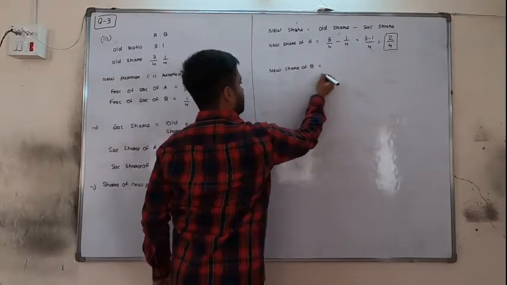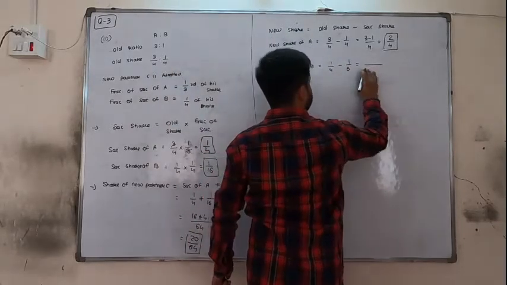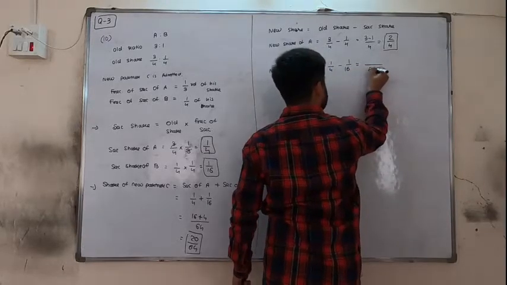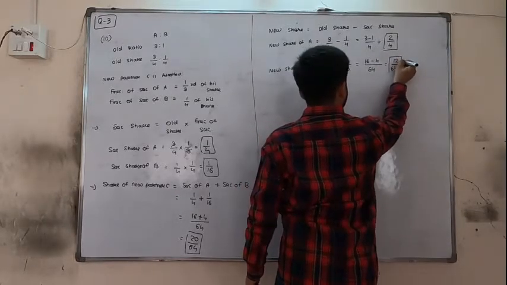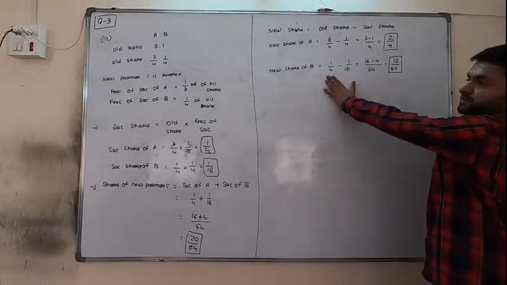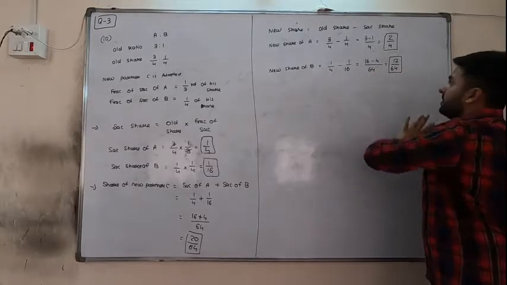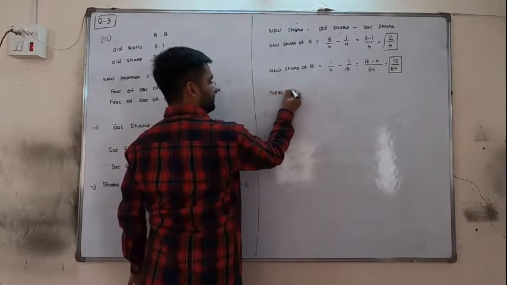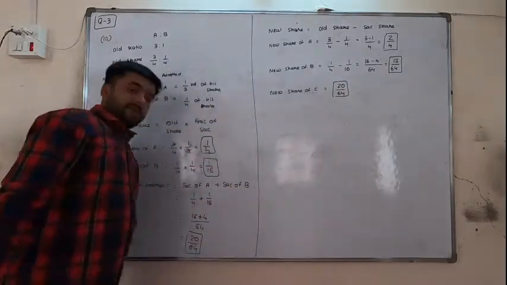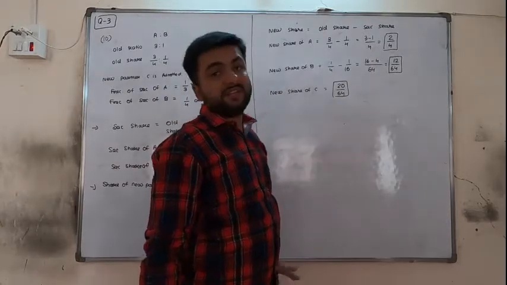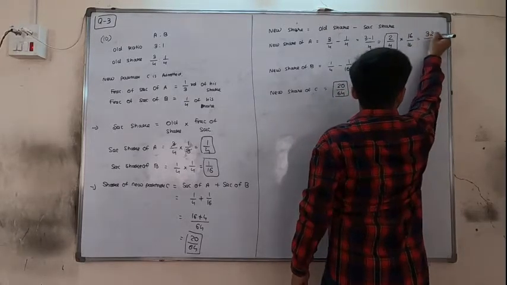New share of B. Old share of B is 1/4, sacrifice of B is 1/16. 16 4s are 64, 16 1s are 16, 4 1s are 4. 12/64. New share of C is 20/64. Now see, here no changes are to be made, instead the change is made there. To make 64, we have to multiply it by 16. So 32/64.